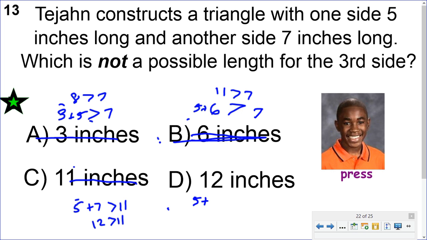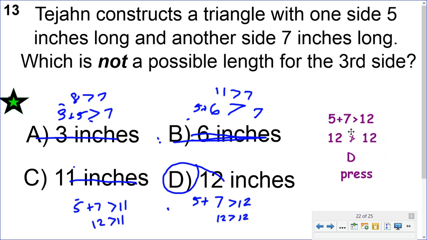5 plus 7, those are my two smallest sides. Let's see if that's greater than 12. 5 plus 7 is 12. Wait a minute, 12 is not greater than 12. So my choice answer is going to be D. Because that's the only choice where it didn't work out. The two smaller sides were not greater than the larger side. So Tejan, I'm going to pick choice D, and there it is. D is correct. 5 plus 7 is supposed to be greater than 12, but 12 is not greater than 12, so D is the correct response.